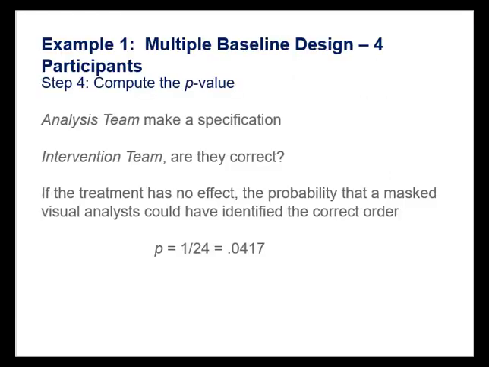Now, if we're correct, the effect is determined to be significant. The probability that a masked visual analyst could have identified the correct order of intervention implementation if no differences existed between baseline and intervention is only 0.0417. So that's how masked visual analysis works and can help account for some of the issues with accuracy that we face in the critique of type 1 error.